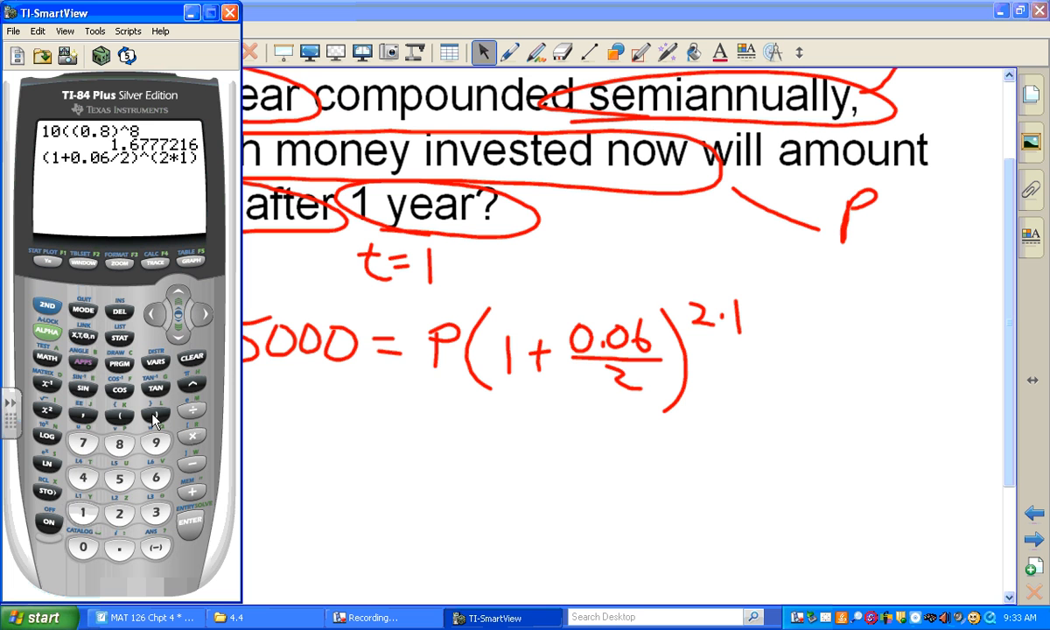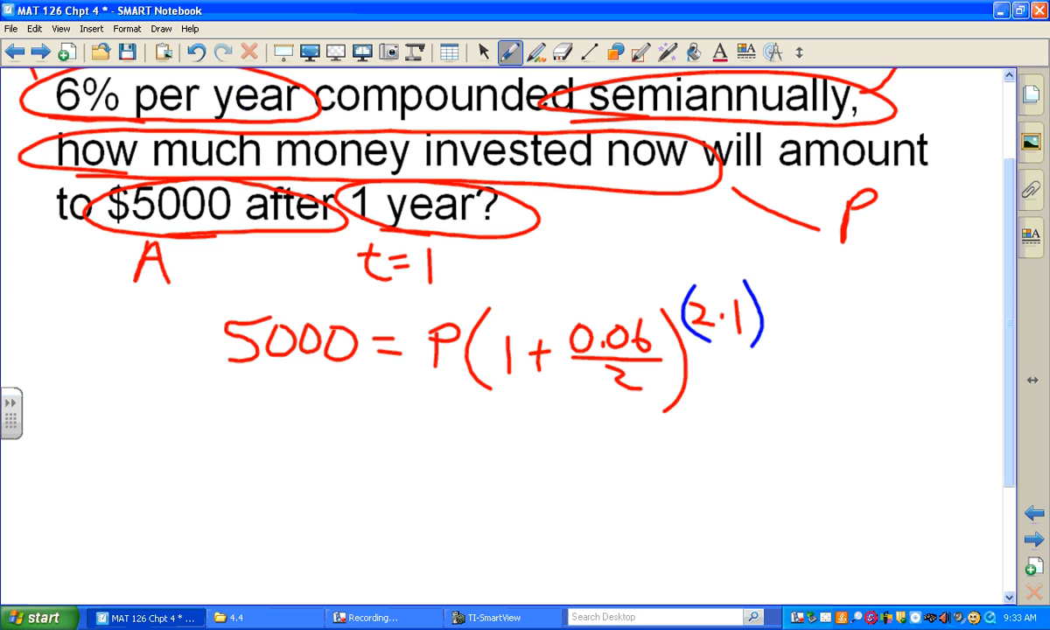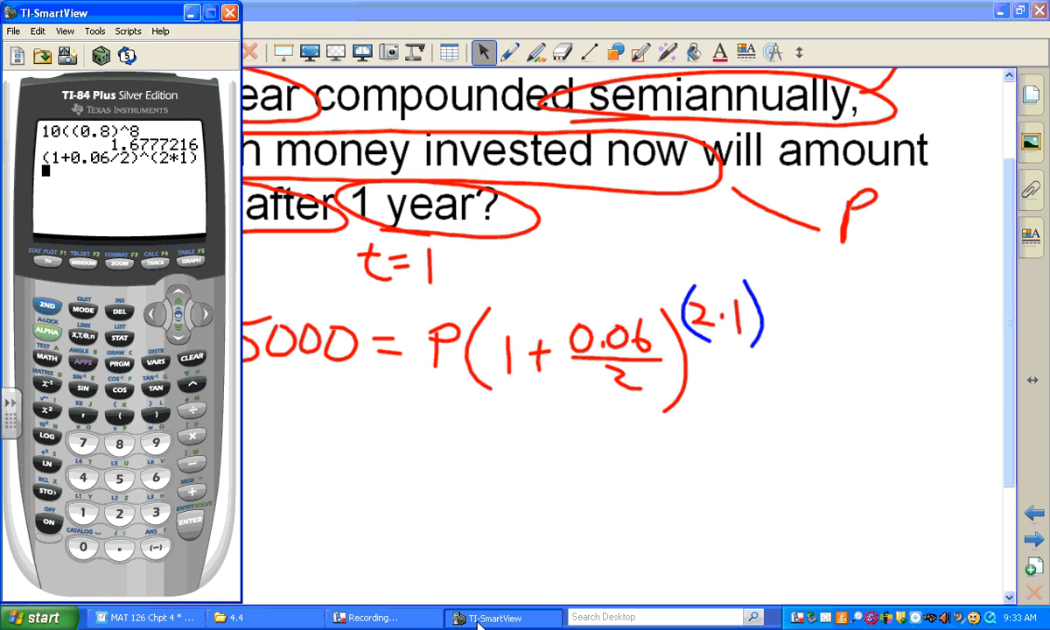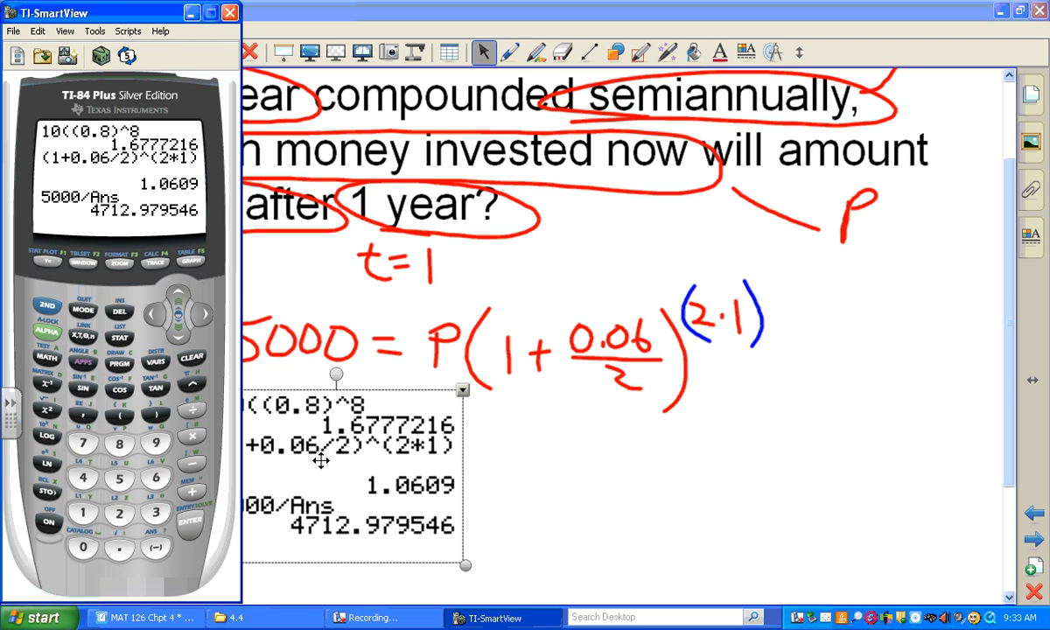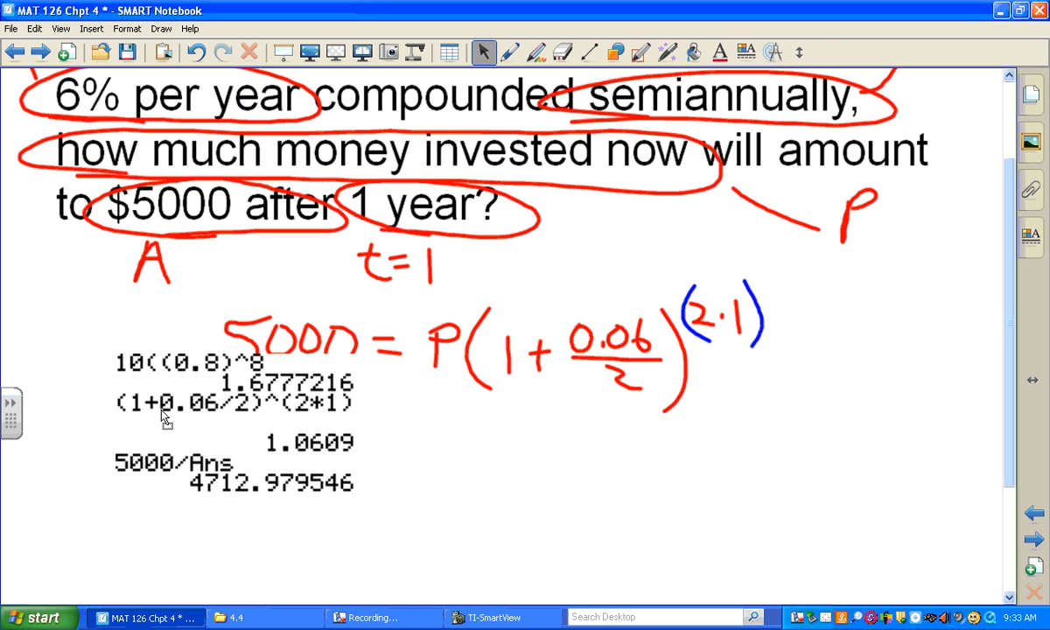Why don't you just put 2? I want to stress the fact that this needs to have its own parentheses when you have 2 numbers there. We're talking about money, right? So 2 decimal places. And what do I do with that number to solve the equation? Take 5,000 divided by it, and don't round too much. I didn't round at all. I got $4,712.98.